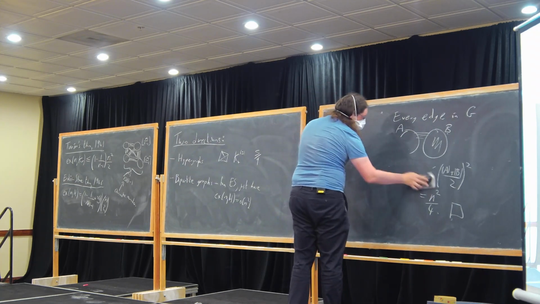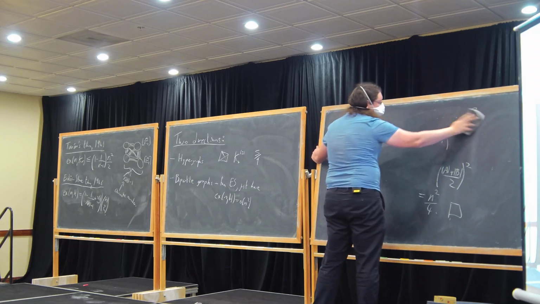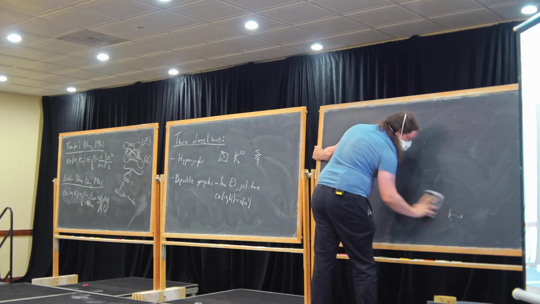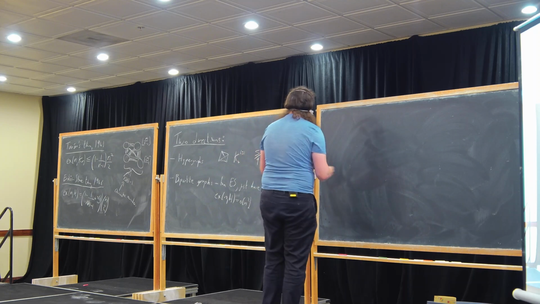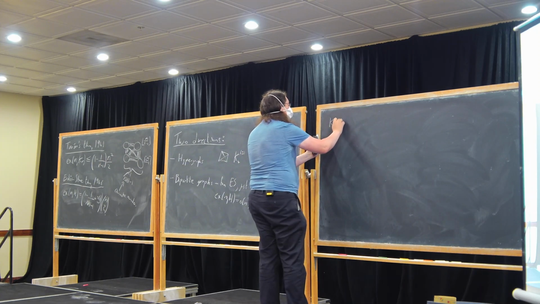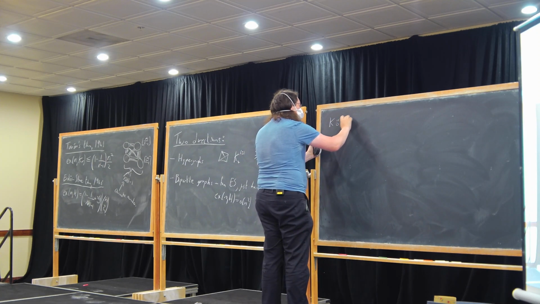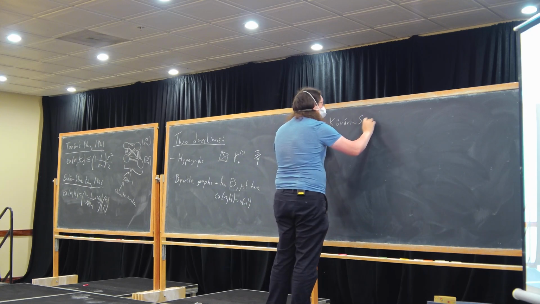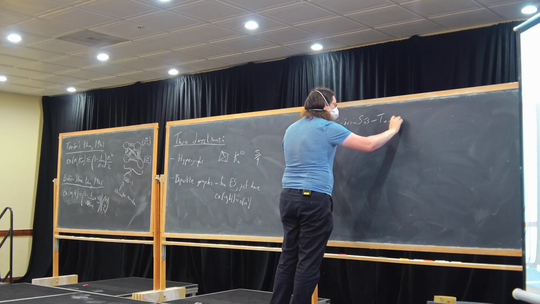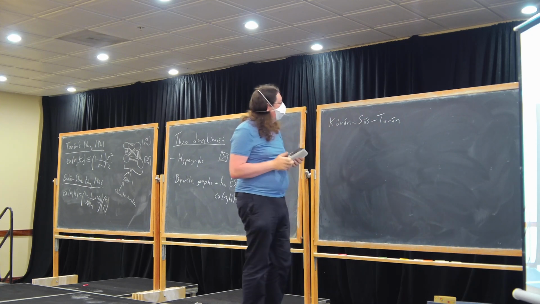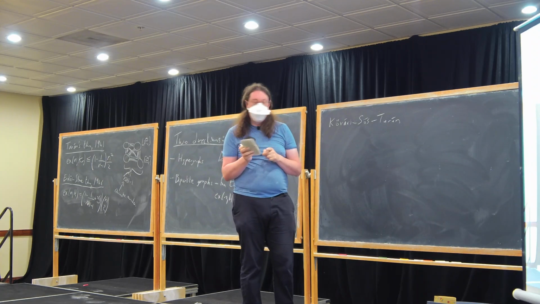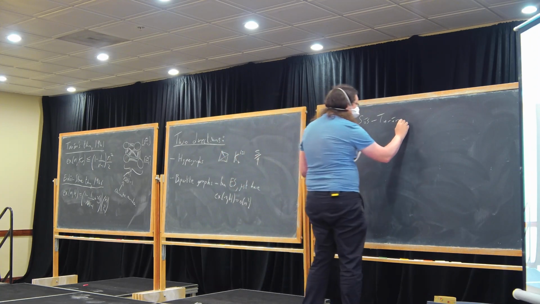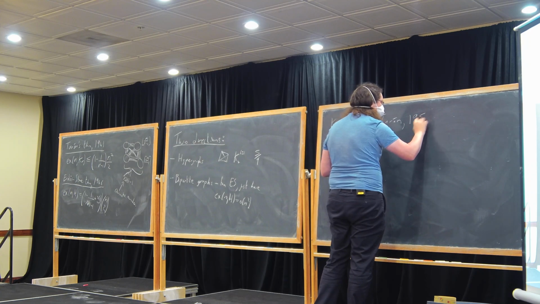Okay, so the first result in this direction is a result of Kővári, Sós, and Turán from the 1950s. I always forget whether it's 1953 or 54 because my dad was born one year and my mother the other. But let's say 54.